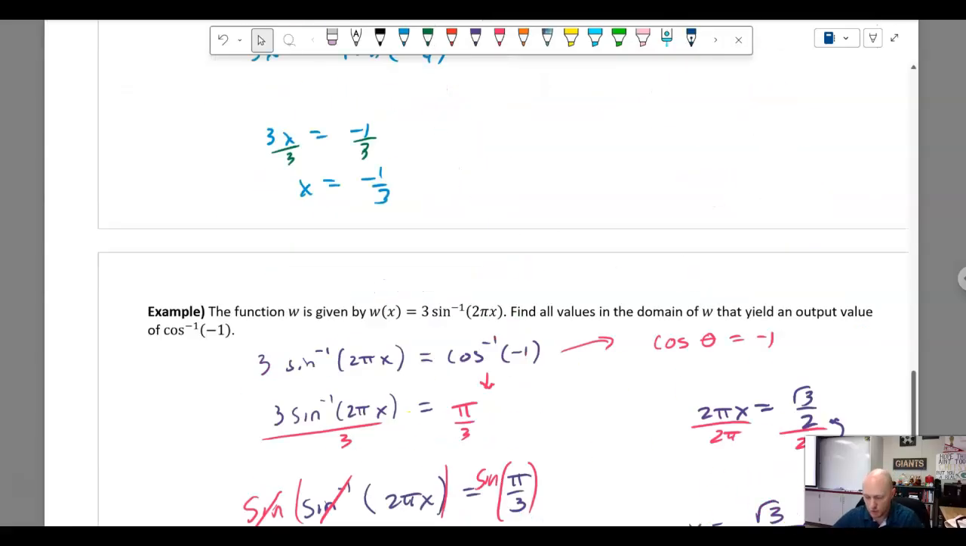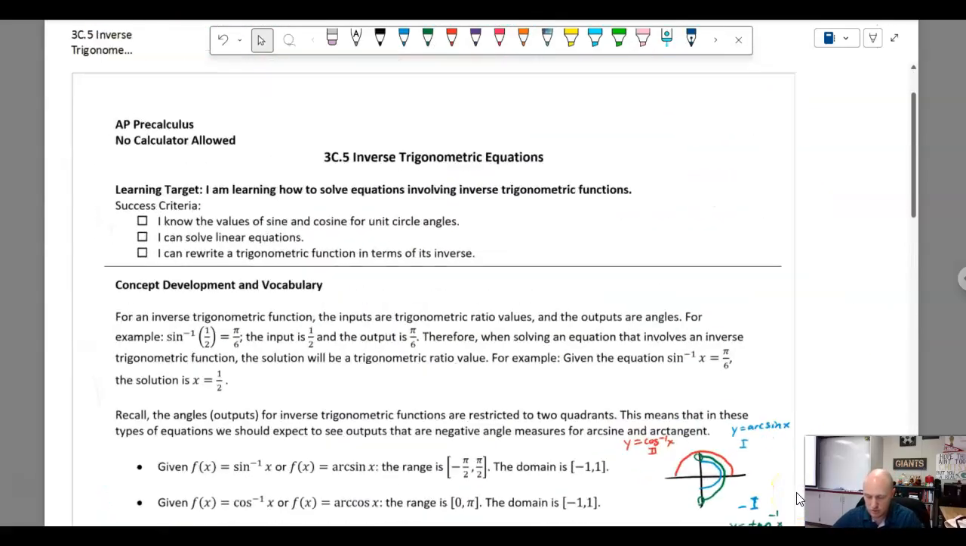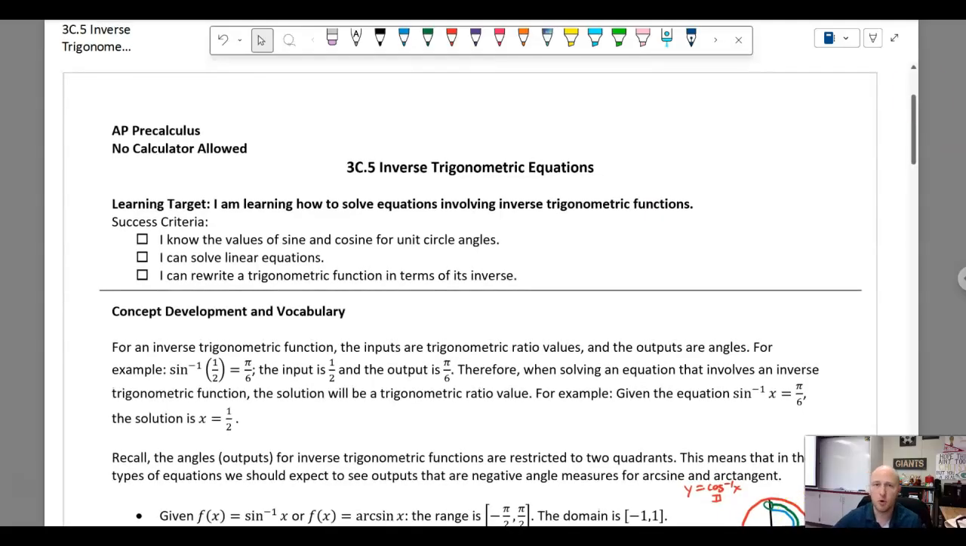All right, hopefully in this video you learned how to solve some equations that involve inverse trig expressions. And yeah, no big deal. Take a sine or a cosine value to the other side. The hardest ones are when you have to evaluate an inverse trig expression to find the angle. But it's just what we've been doing in reverse.